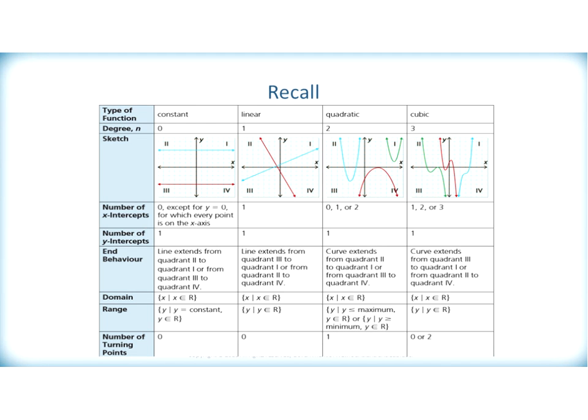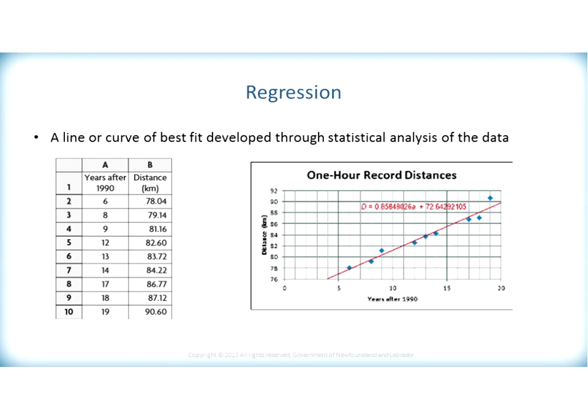So recall, in Chapter 5, we looked at 4 different types of polynomial functions. We looked at a constant function, linear, quadratic, and cubic functions, and we also investigated the graphs and equations for each of these different characteristics that was associated with each type of function. We are now going to continue through regression.